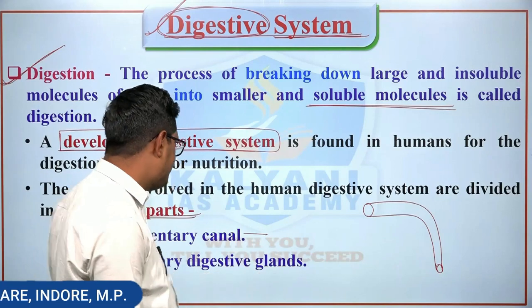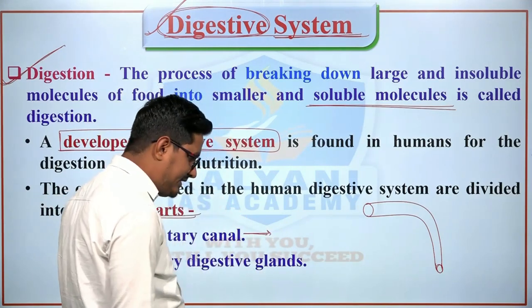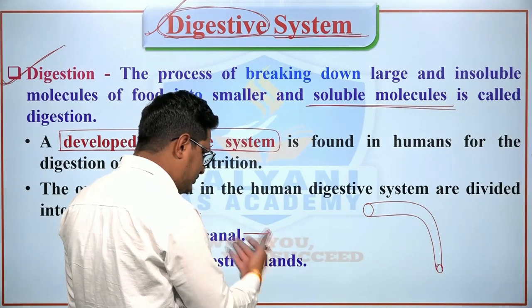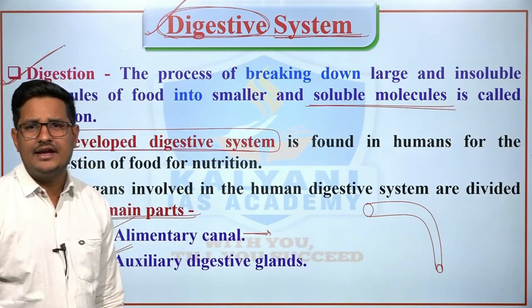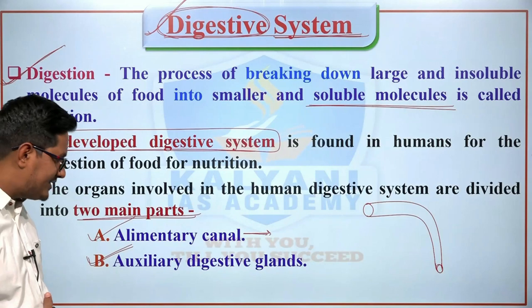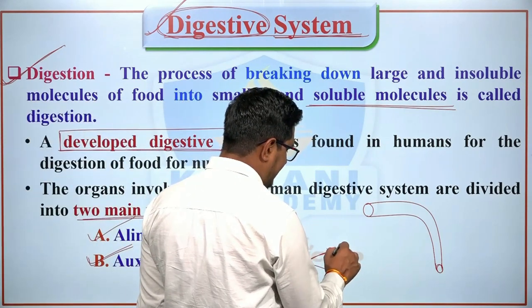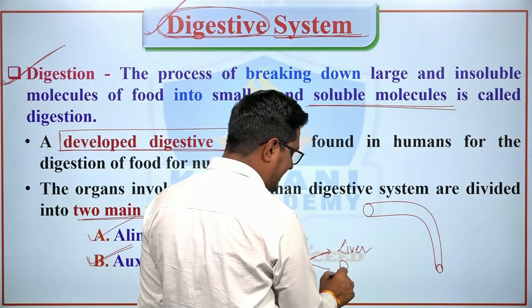There are different parts of this alimentary canal, for example the buccal cavity, pharynx, oesophagus, stomach, small intestine and large intestine. Then come the auxiliary digestive glands. There are two of them: the first is the liver and the second is the pancreas.